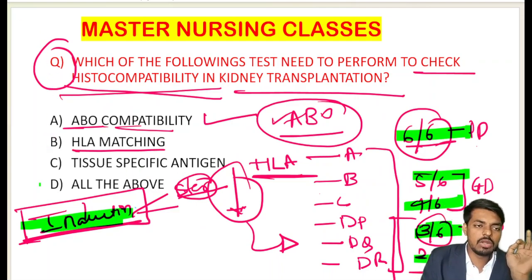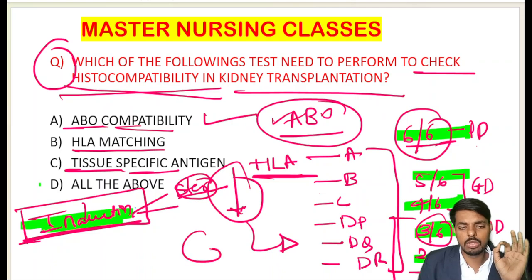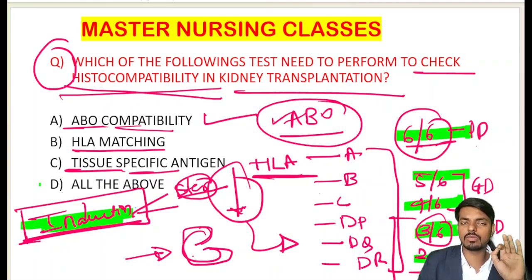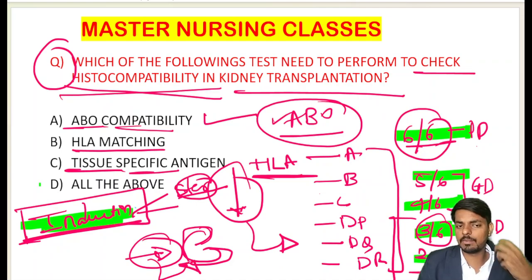One more thing: the tissue specific antigen, the TSA, also needs to be assessed. Why? Because the tissue specific antigen is very specific to the tissue. Whichever tissue we are implanting, any antigen present inside the recipient's body we need to assess. If an antigen is present specifically against the donor's kidney, we will not implant; we will take the kidney from another person. Because if we implant without checking, the tissue specific antigen will damage the kidney implanted inside the body.